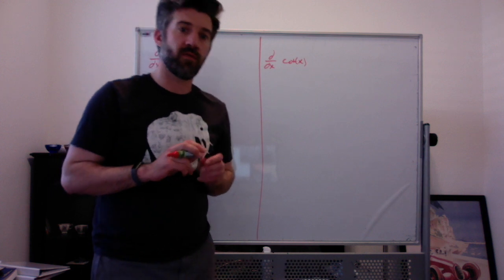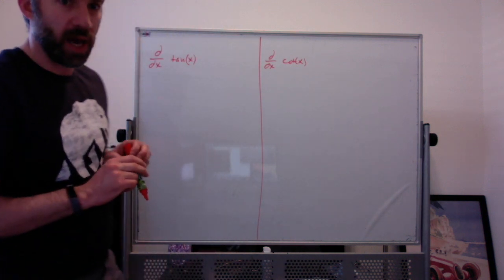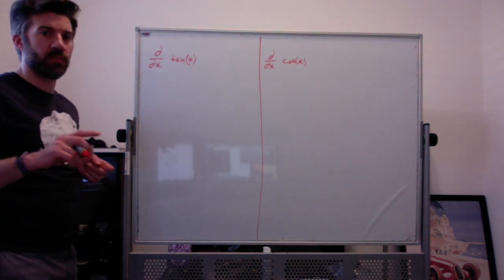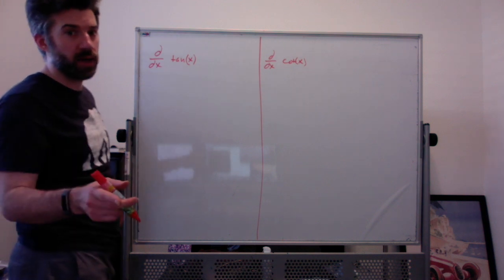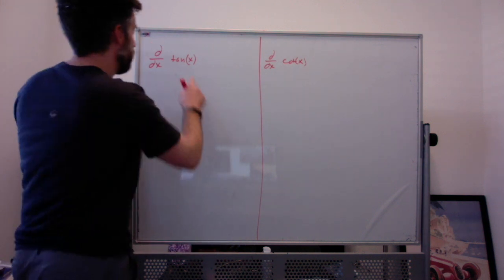Here are the other 4 trig derivatives that you should know. I'm going to do 2 of them, and I'm going to pause. Well, I'm not going to pause. You should pause when I tell you to and try the other one. So I'm going to do the derivative of tangent.